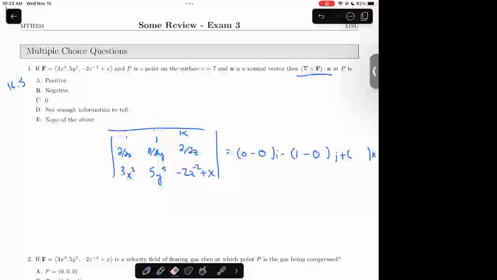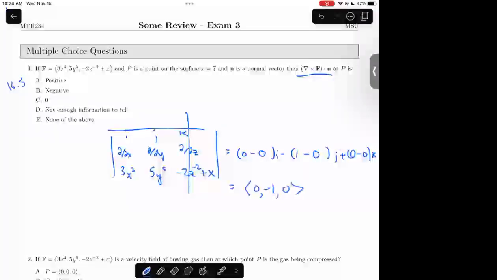And then finally, we need to cross off that first row and third column. And looking at this, it's going to be 0 minus 0 again. So our vector happens to be 0, negative 1, 0.